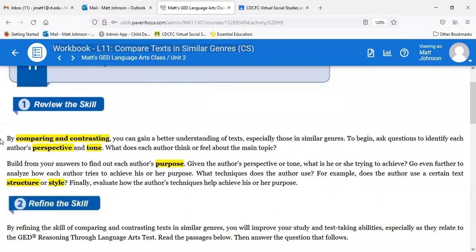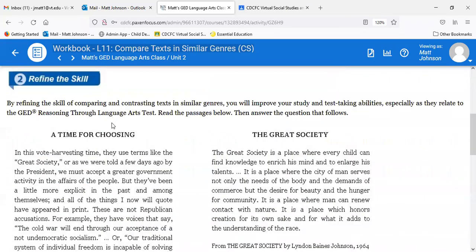If they're, just like that with nomination addresses, you're probably going to see more optimism. You're going to see energetic speeches with strong language. Build from your answers to find out each author's purpose. So given the author's perspective or tone, what is he or she trying to achieve? Go even further to analyze how each author tries to achieve his or her purpose. What technique does the author use? For example, does the author use a certain text structure or style? And then finally, evaluate how the author's techniques help achieve his or her purpose.